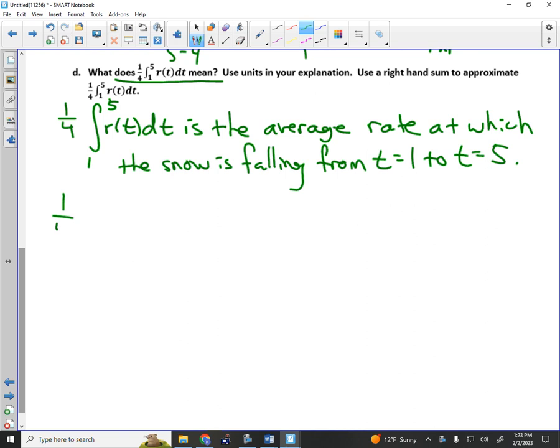So let's use the right-hand sum to approximate it. We're going to say 1 over 4 times the integral from 1 to 5 of r of t dt is approximately... Oh, and there we are. So we'll finish that off tomorrow.